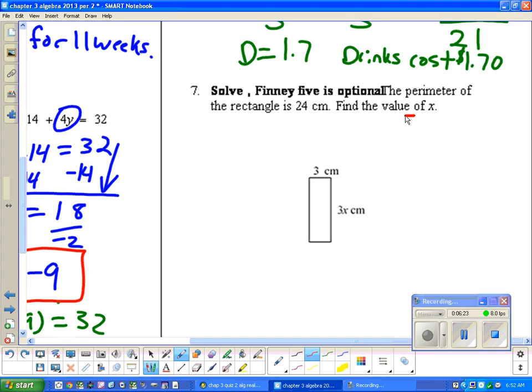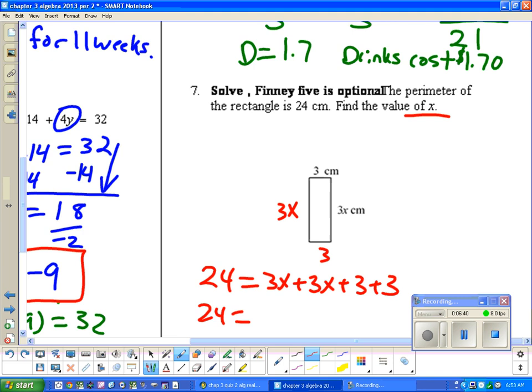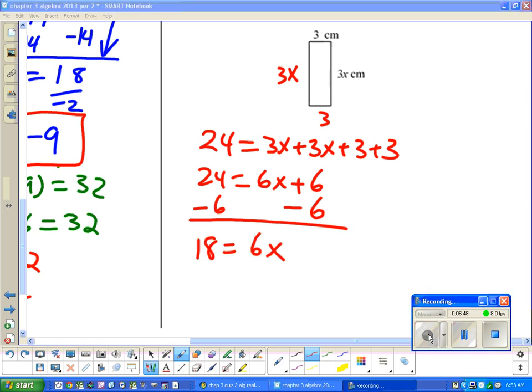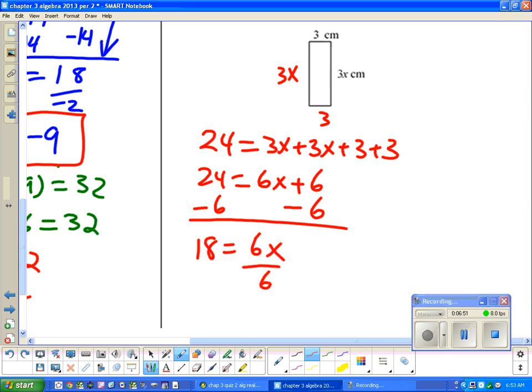Number 7, find the value of x. Well, we have a perimeter here, so this is 3x and this is 3. And you don't have to use the 55 on this, so 24, which is the perimeter, equals 3x plus 3x plus 3 plus 3. If we add those up, we get 24 equals 6x plus 6. I'm going to subtract 6 from both sides. We get 18 equals 6x. Divide by 6. X equals 3. And they're just asking for what x equals in this question.